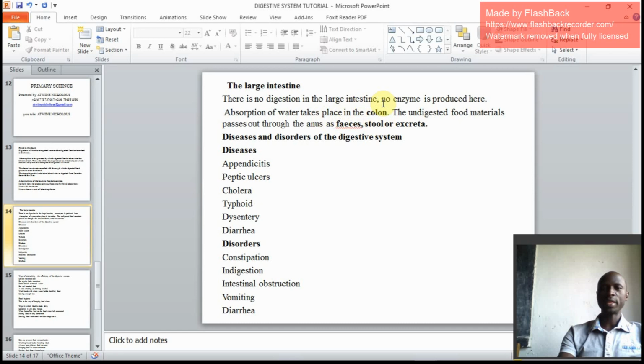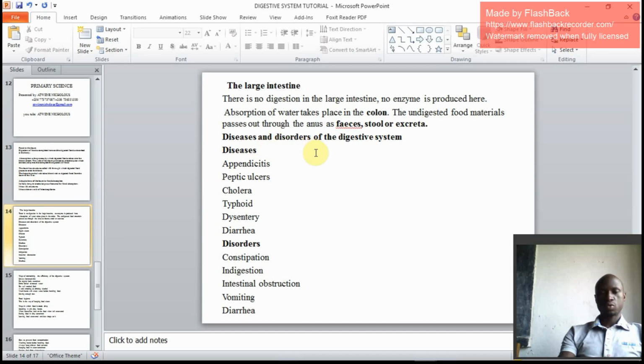So they will ask you to identify the important process that takes place in the following parts. Roman numeral 1, they say ileum; Roman numeral 2, they say colon. When they say ileum, you say absorption of digested food. When they write colon as Roman numeral 2, you will say absorption of water. The undigested food materials pass out through the anus as feces, stool, or excreta.